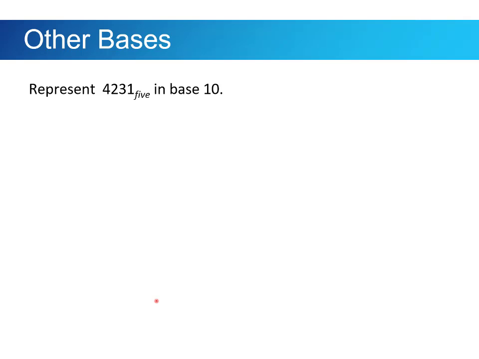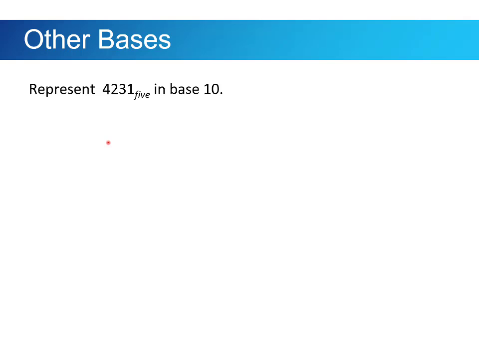How about base 5? Let's take a random base, 5, and a random number, 4231 in base 5, and let's express that in our system in base 10. Actually, pause the video, give this a try, see if you really understand the process at this point, and then when you are ready to check your work, start it up again. All right, give it a try.